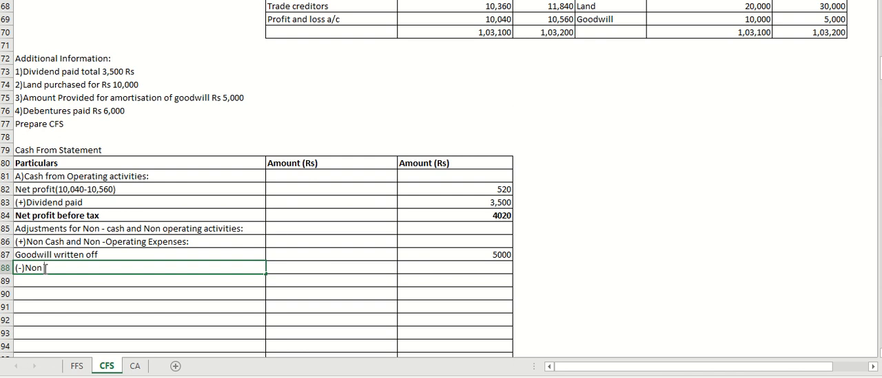Let's move on to the next heading, which is non-cash and non-operating incomes. Under that we have nothing, so just add it. So we will get the resultant figure to be 9,020. So this 9,020 is nothing but operating profit before working capital changes.